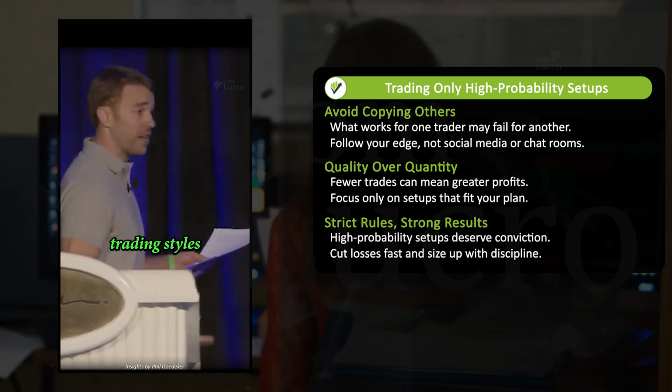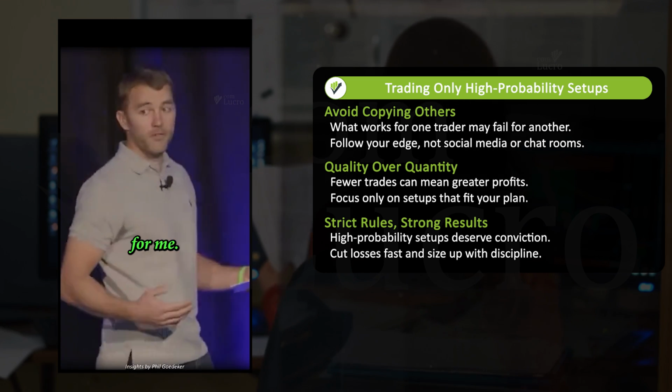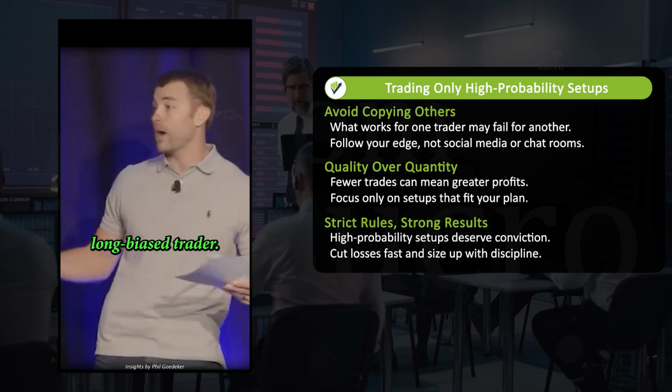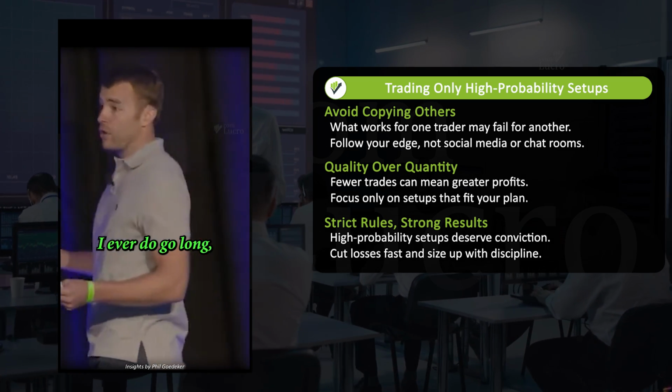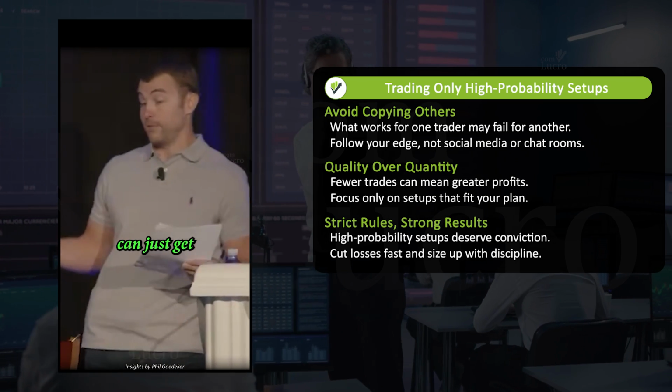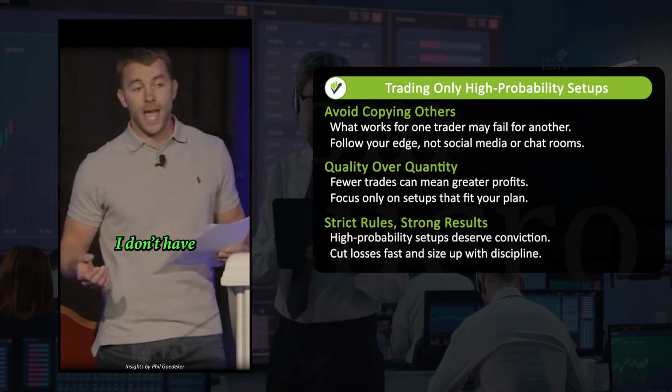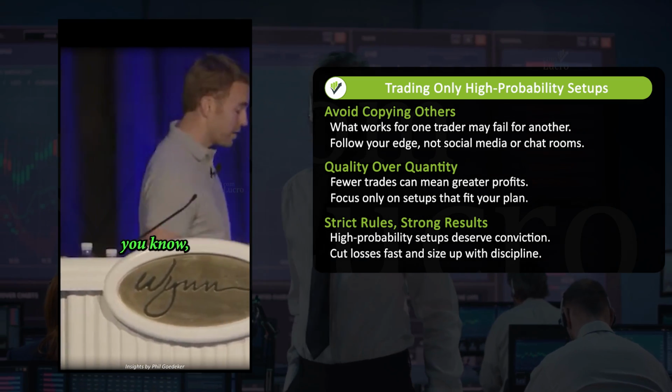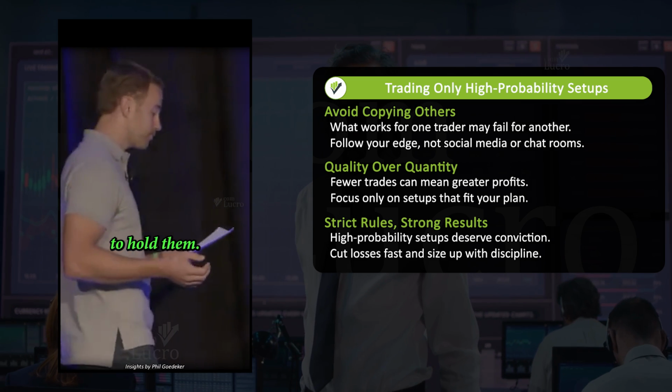Now, we all have different trading styles here. What works for you may not work for me. Personally, I'm a terrible long bias trader. If and when I ever do go long, I take profits extremely fast, knowing that a lot of times profits can just get away from me pretty quick. I don't have the patience nor the conviction to hold them.